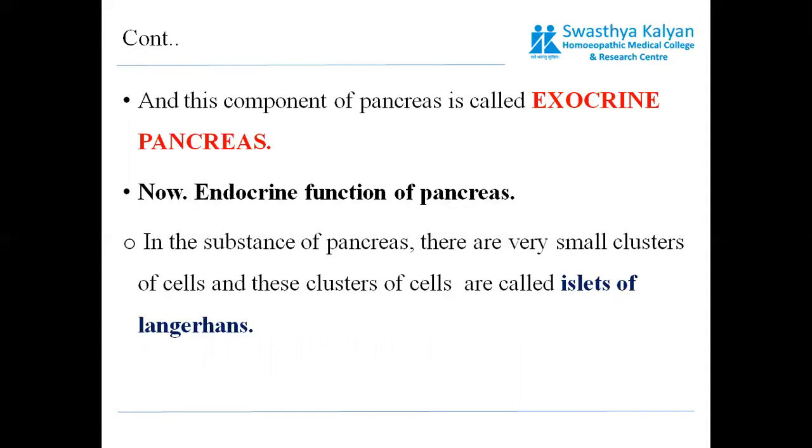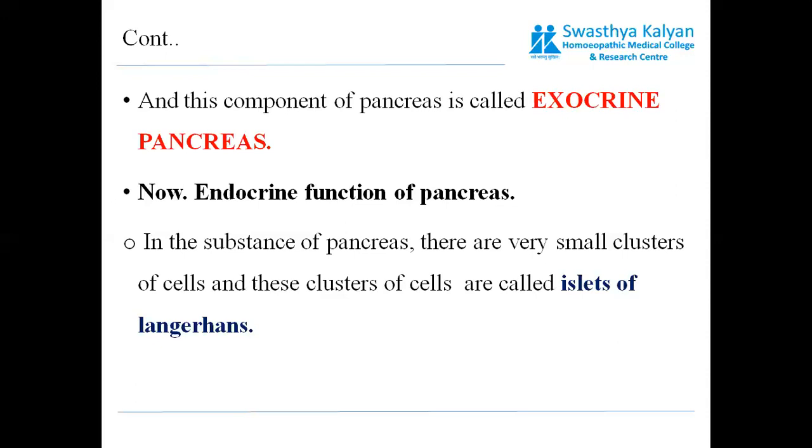So this component of the pancreas is called exocrine pancreas. So we can say that exocrine pancreas consists of the duct system which produces digestive enzyme and bicarbonates and does not secrete them into blood. Blood में secrete नहीं करता है, secrete करता है duodenum में. Now we will not discuss into detail about the exocrine function of the pancreas. Today our main discussion is on the endocrine function of the pancreas.